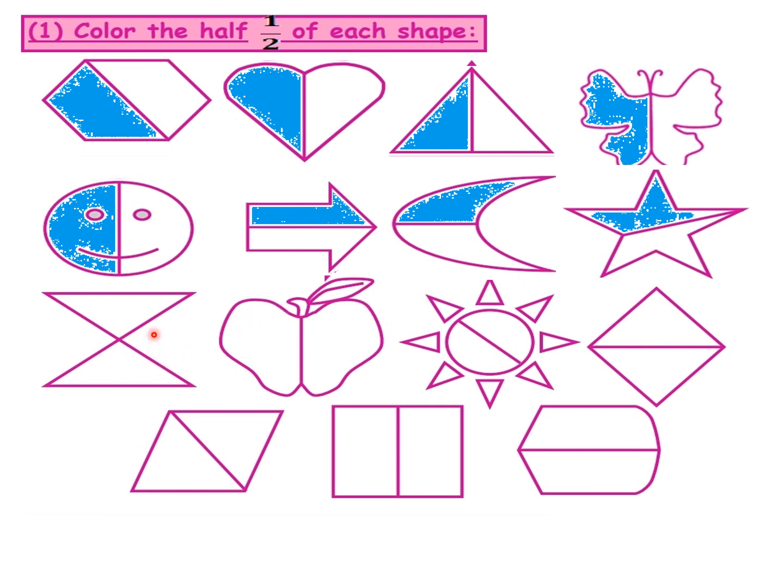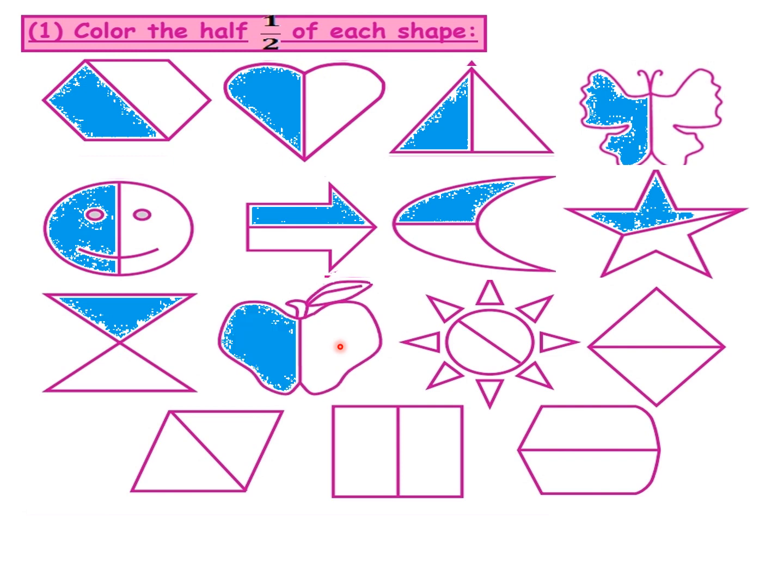In this shape too, divided into 2 equal parts, so I will color one part out of 2. And look here at this apple, divided into 2 equal parts, so I color 1 out of 2 to take the half. Don't forget, half means I color only 1 out of 2. One part out of 2 is called half.